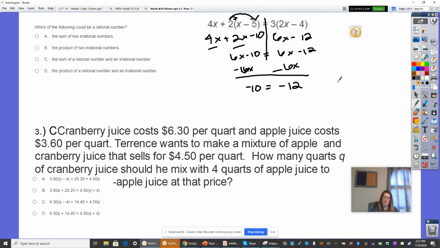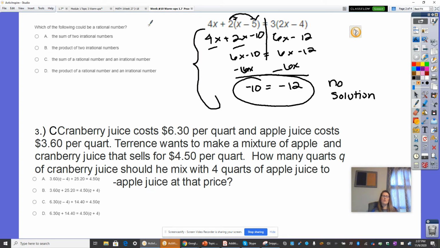Students, that is never true. On a number line, negative 10 and negative 12 are never in the same spot. So this is not true. And because this is not true, we say this equation has no solution. All right, now let's look at number 3. Also, you should be writing all of this down on your green sheet. The work we did for the first one and the second one, we will be turning in upon return.